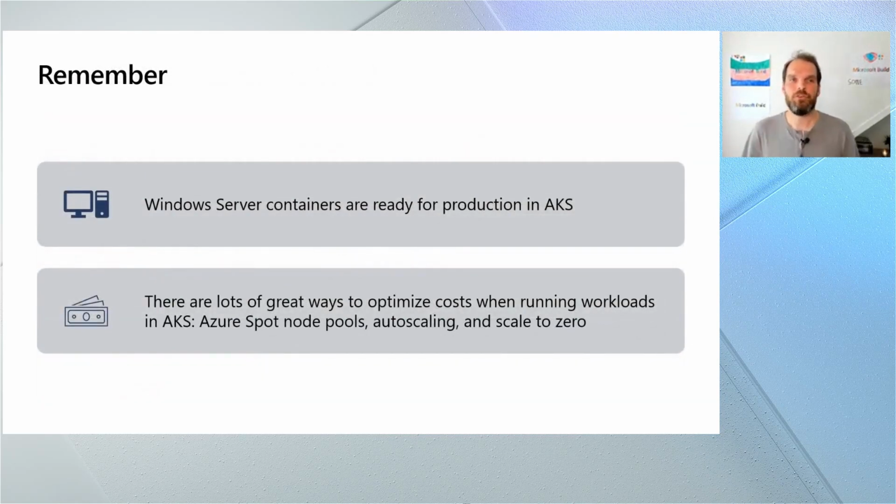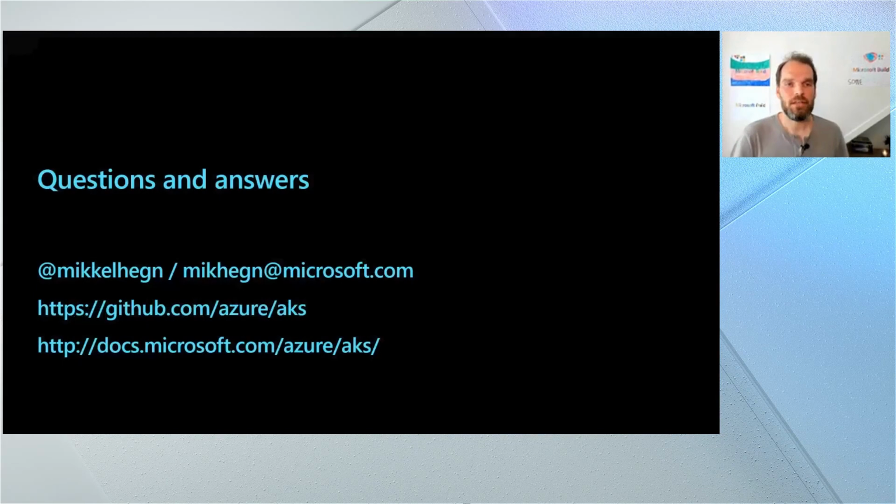So before we head into the Q&A, the two things I want you to remember. First of all, Windows Server containers are ready for prime time, GA production workloads in AKS. And the second thing is, remember all the things I showed you about how we are able to optimize the resources we use around your applications, whether it's how you use Azure Spot node pools or auto-scaling, or even the concept of being able to scale your node pools down to 0. So heading into the Q&A, Vinicius, do you have any great questions?